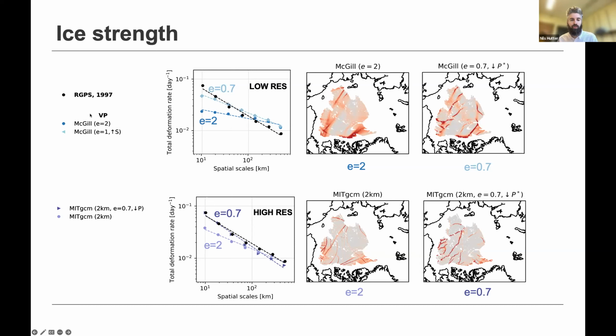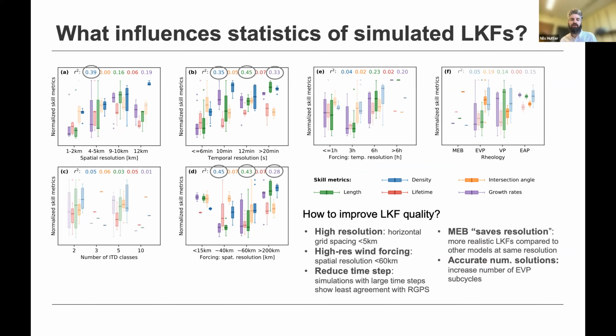So now we've seen one way how we can impact our results. Now we might be wondering what other parameters except for the ice strength may play a role in how well LKFs are simulated. And I want to show you some results. This is from the second part of SIREx, where we take a look into what different parameters actually influence the simulated LKFs. To do so, we computed skill metrics for all the different statistics that I named in the beginning: LKF density, the intersection angle, LKF length, lifetime, and growth rate.